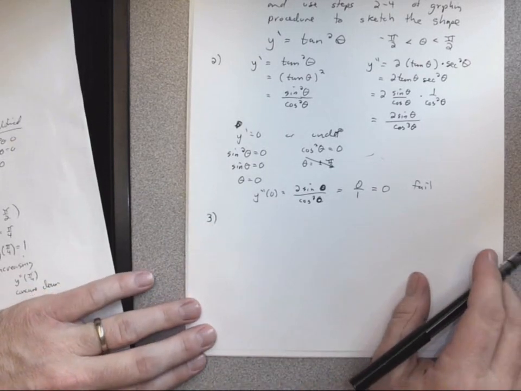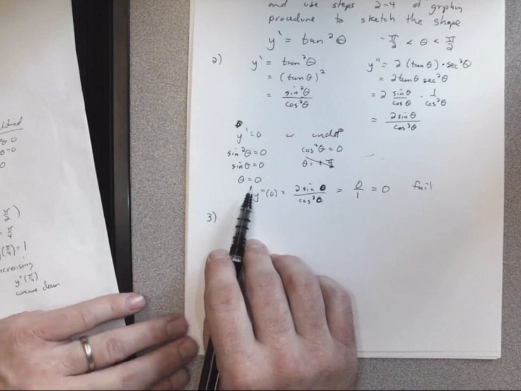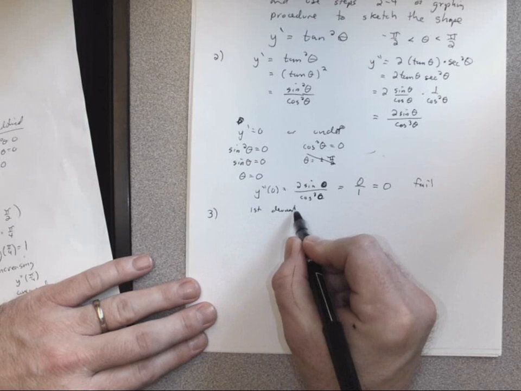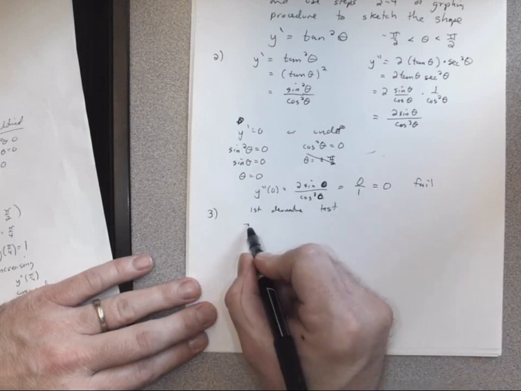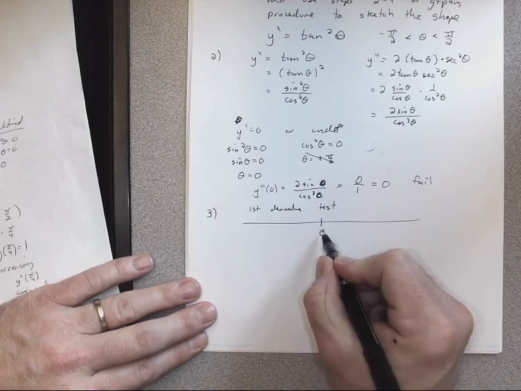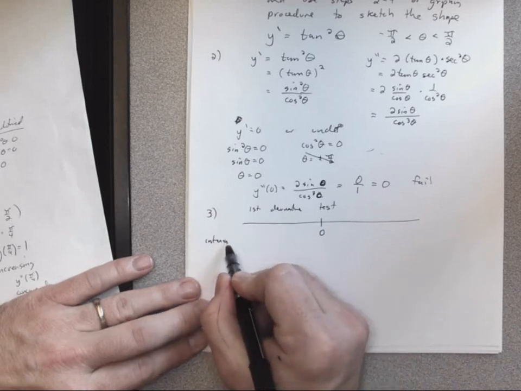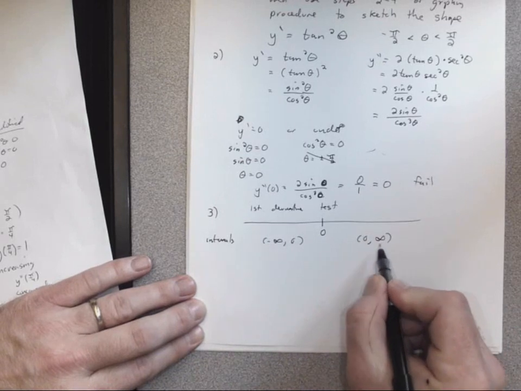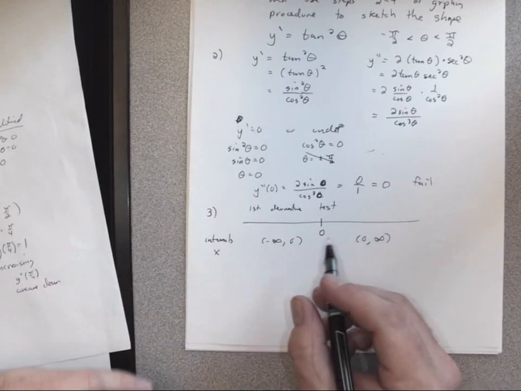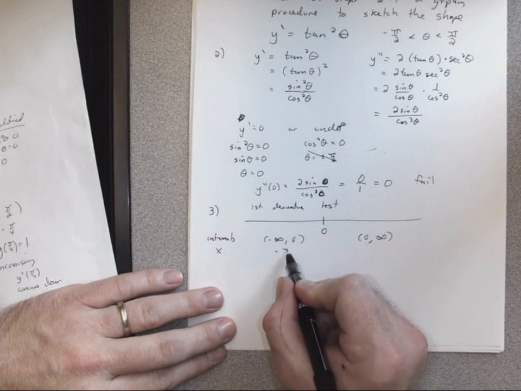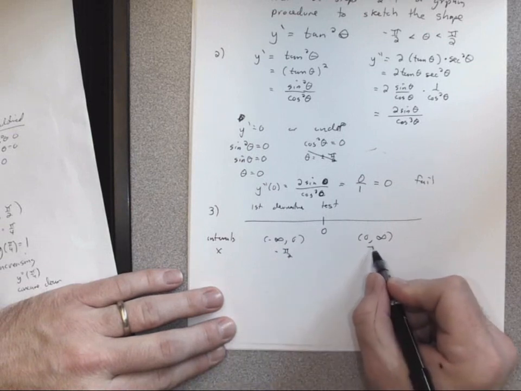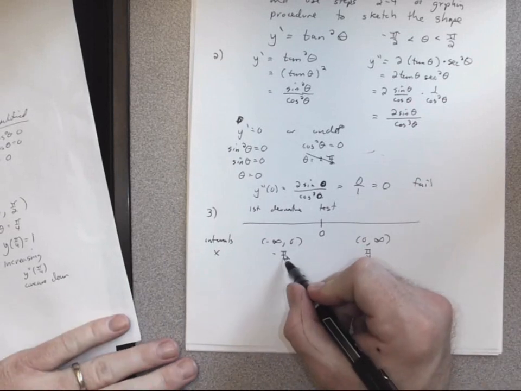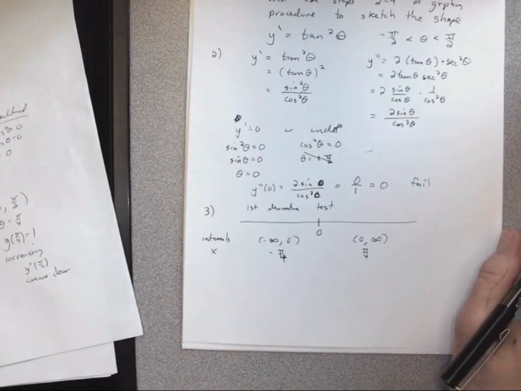Now I know that the derivative is equal to 0 at 0, so when we do the first derivative test, we are going to chop it at 0, so the intervals are going to be minus infinity to 0 and also 0 to infinity. X values, let's do minus pi over 4, and let's do positive pi over 4. These are nice values that are inside this domain.